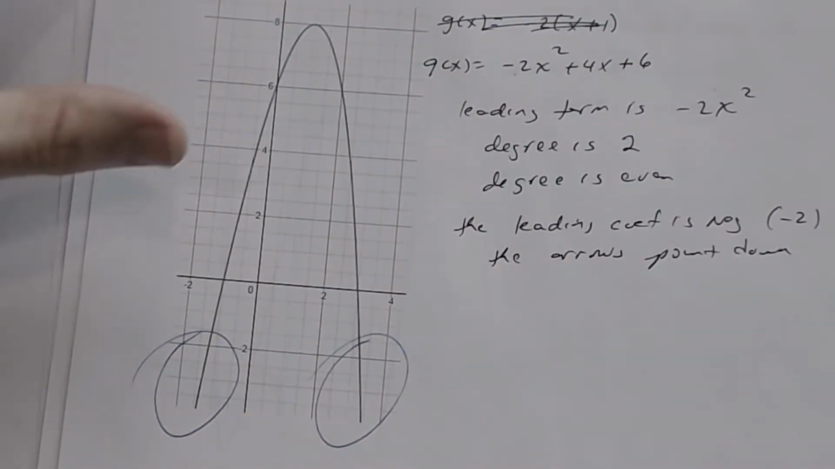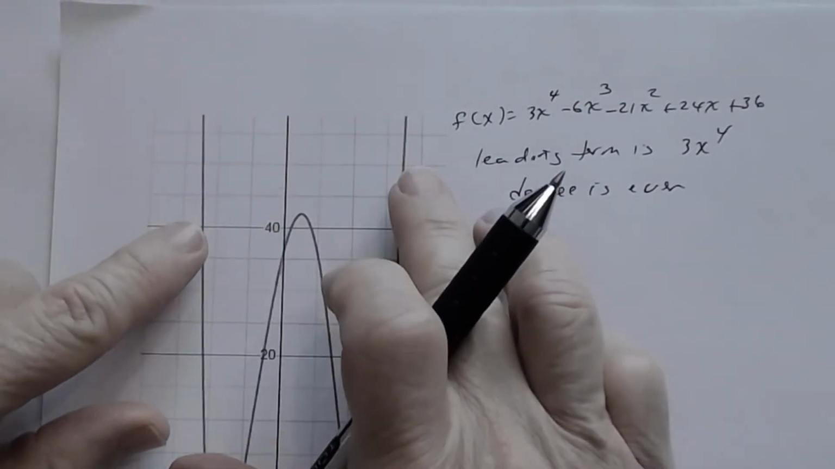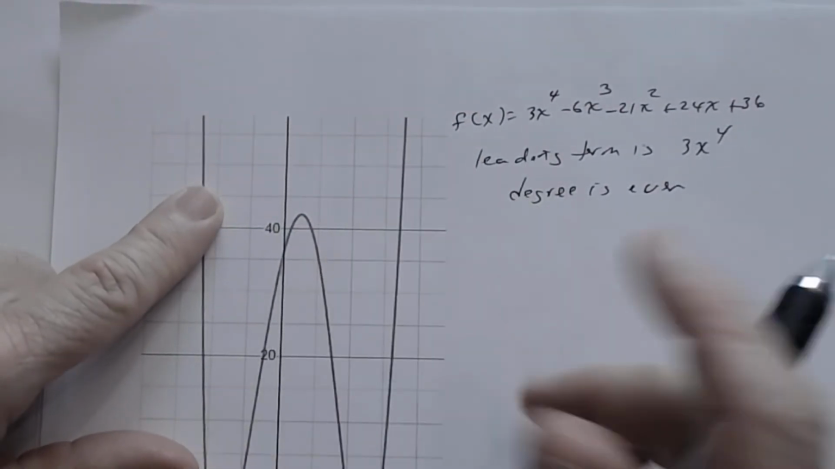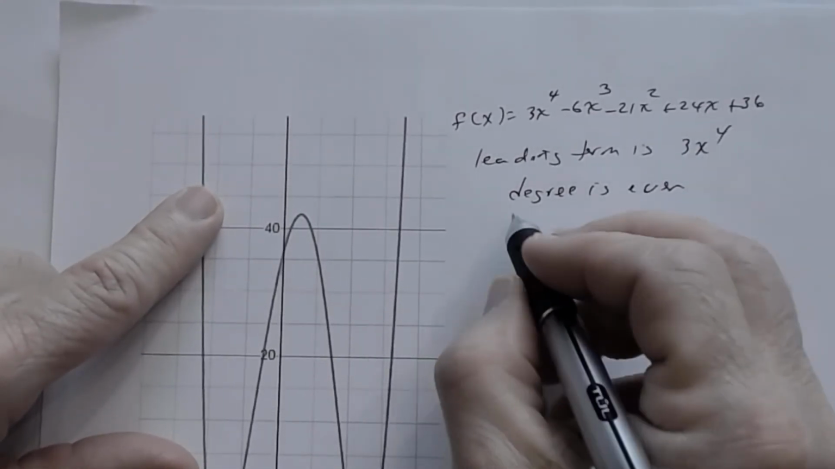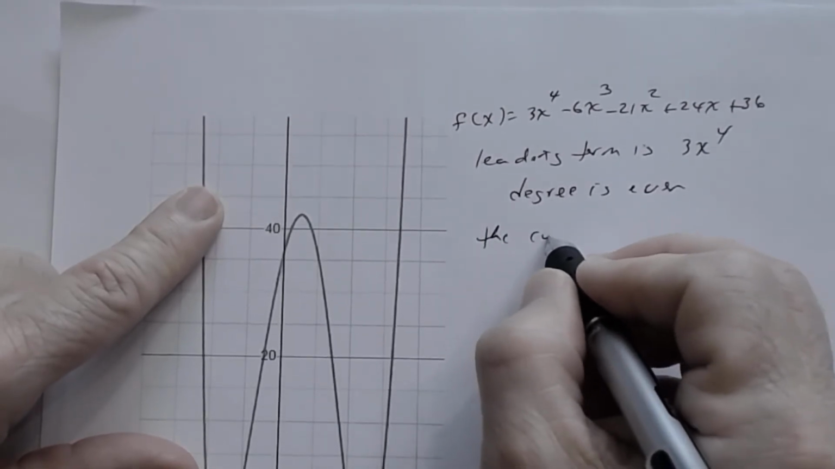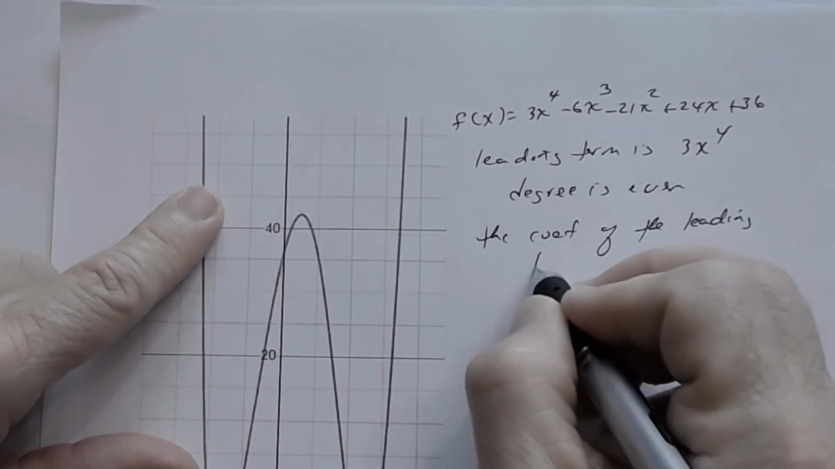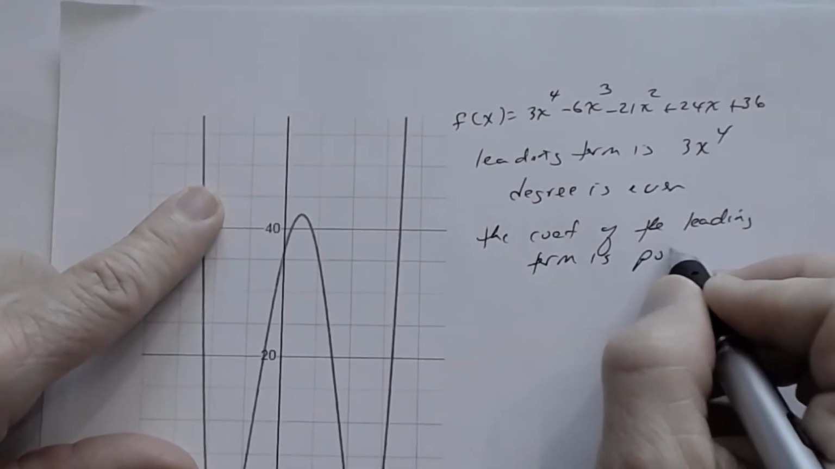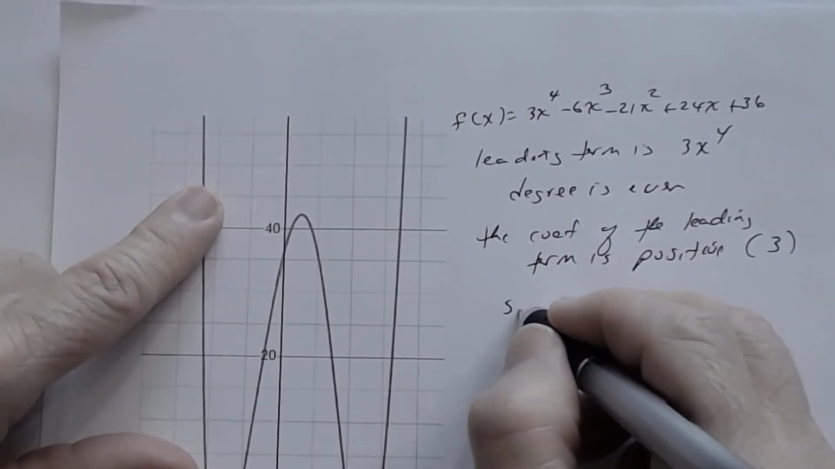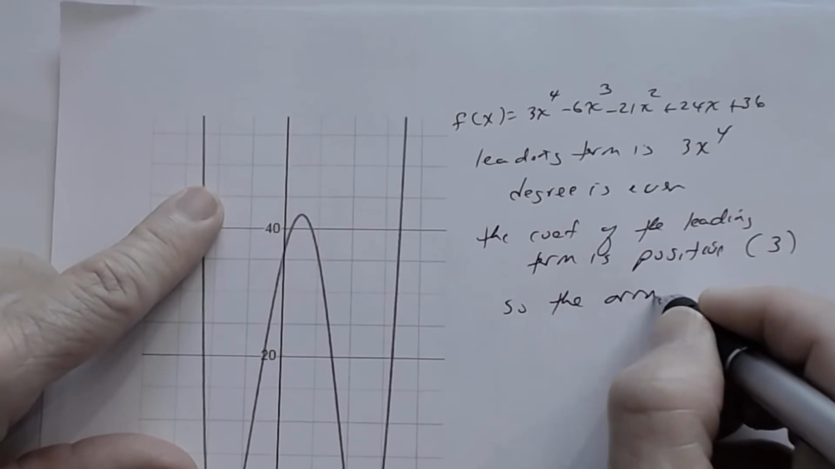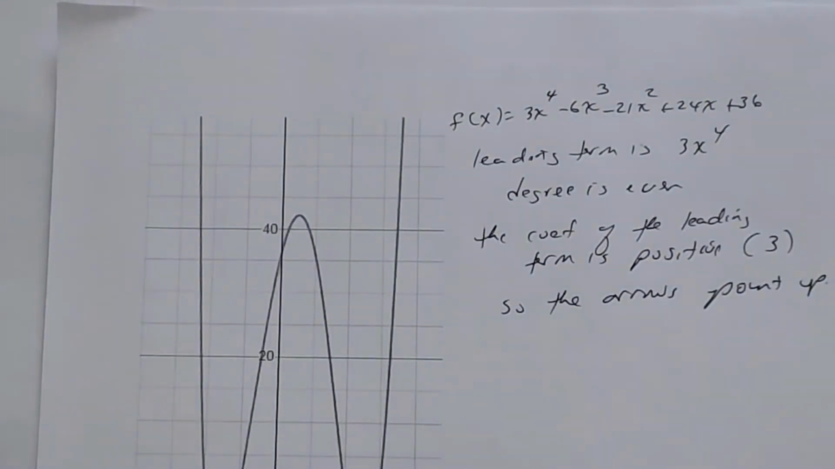If I go back to this one where the degree is even, notice the arrows point up. Why do the arrows point up? Well, look at the coefficient of the leading term. The coefficient of the leading term is positive. In this case, it's 3. So the arrows point up.